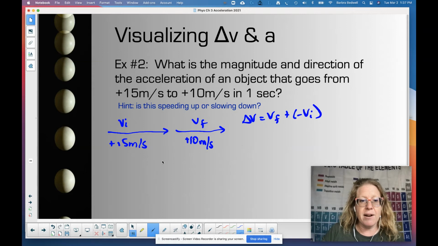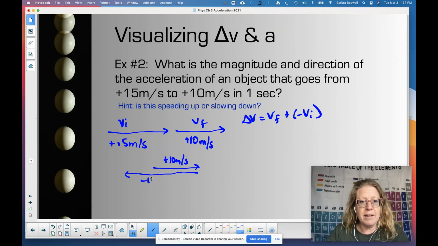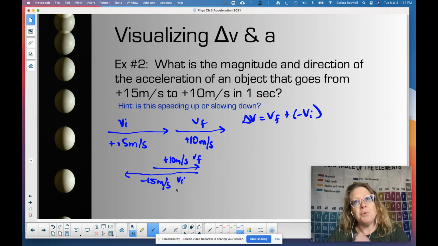So we're going to take our VF, which is plus 10 meters per second. And now I'm going to do my VI backwards. Again, negative VI is going to go this way, and it's going to be negative 15 meters per second. So the top one was VF. This one is VI. Again, final minus initial. So now which way does our resultant vector go?